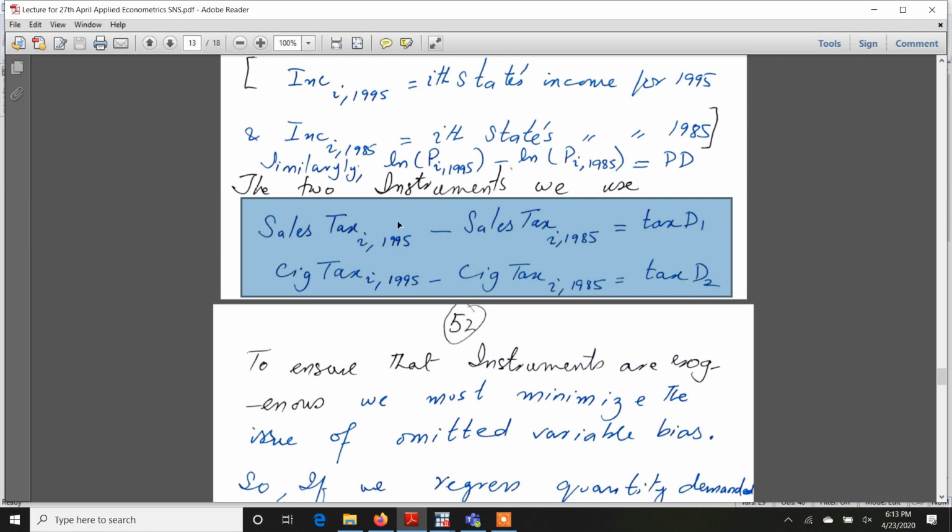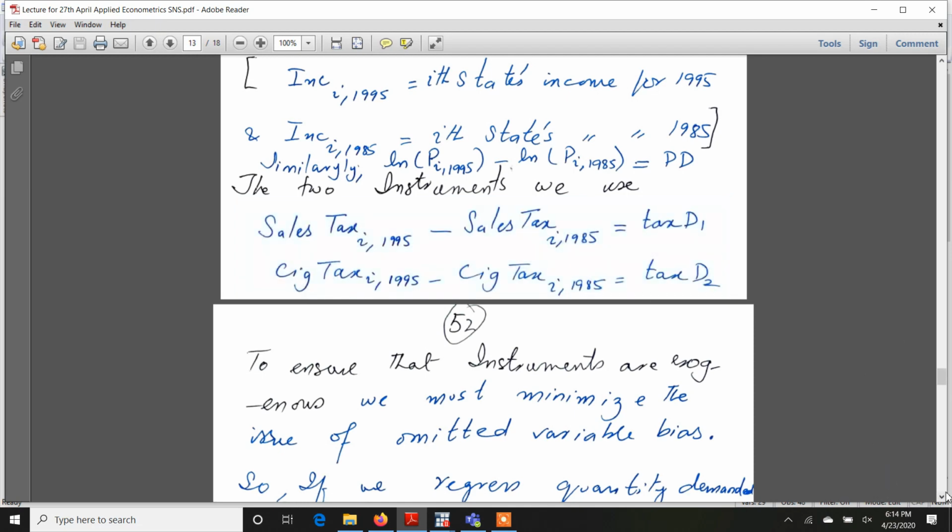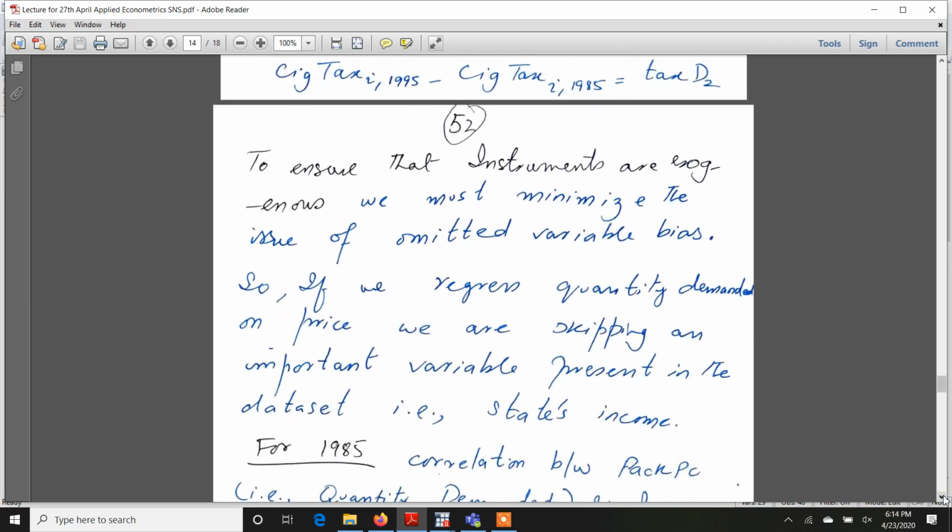The instruments are those variables that are highly correlated with price. So you see, sales tax and cigarette specific tax are highly correlated with the price. We have also taken these in differential form: tax D1 is the change in the general tax, and tax D2 is the change in the cigarette specific tax. Okay. So to ensure that the instruments are exogenous, we must minimize the issue of omitted variable bias.